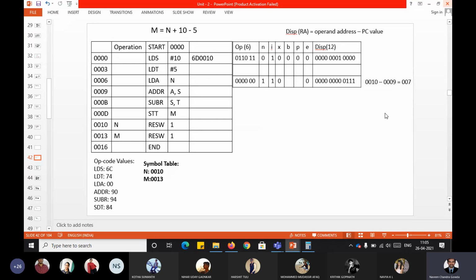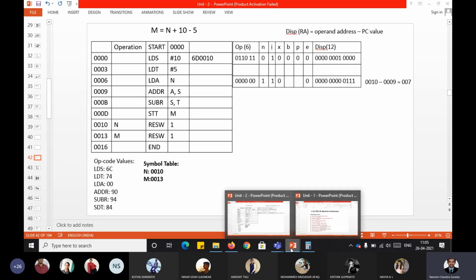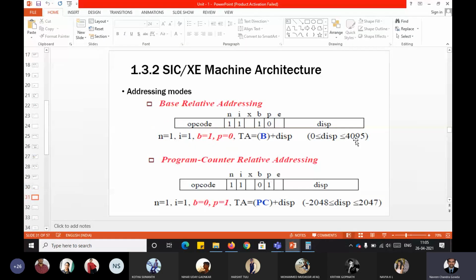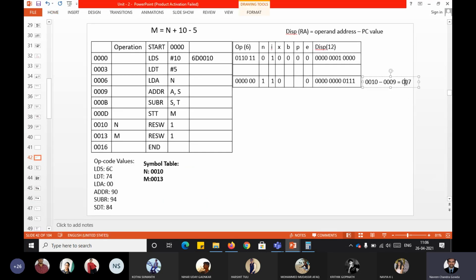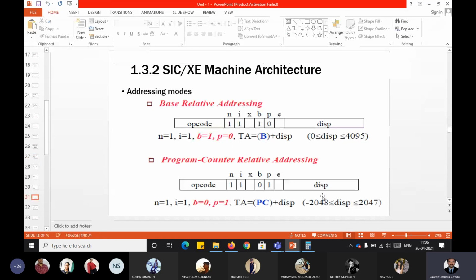This is a very important point, my dear students. What is the displacement I got? It is 007, and that 007 I have to check. Remember, first you need to go for the PC mode. If that resultant value is between minus 2048 and plus 2047, then you need to consider it as PC relative. What is the value we got? 007. Is it within the PC range? It is definitely less than 2047.